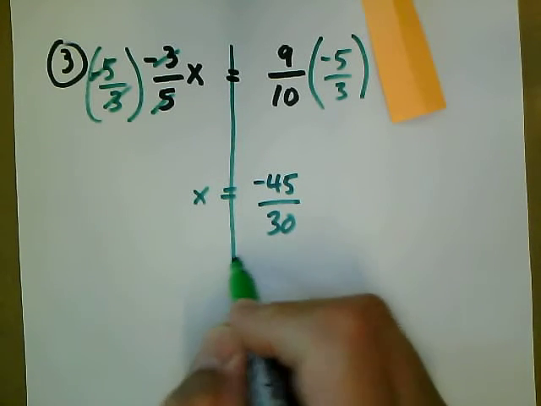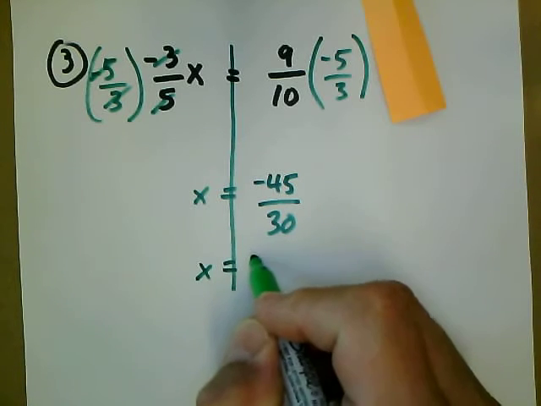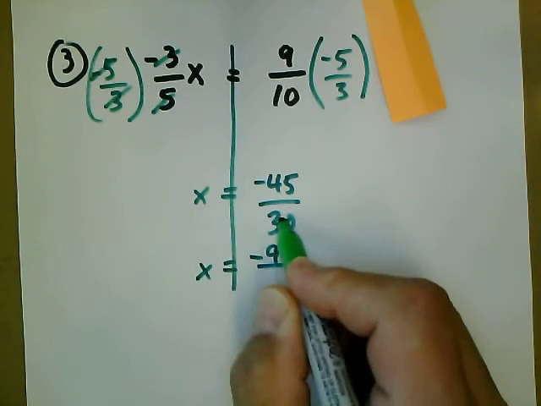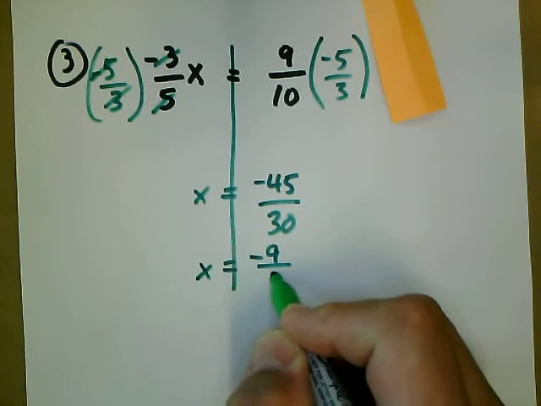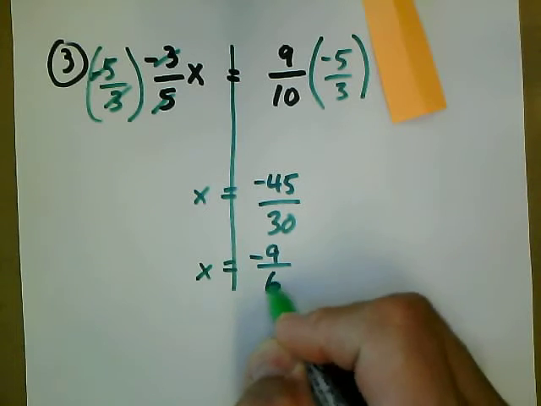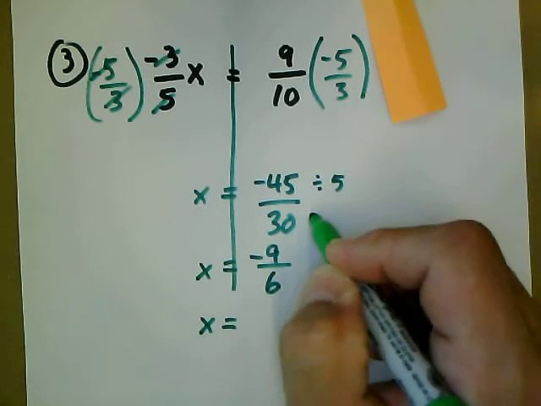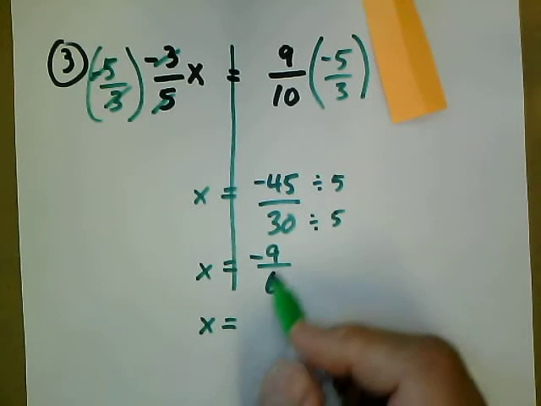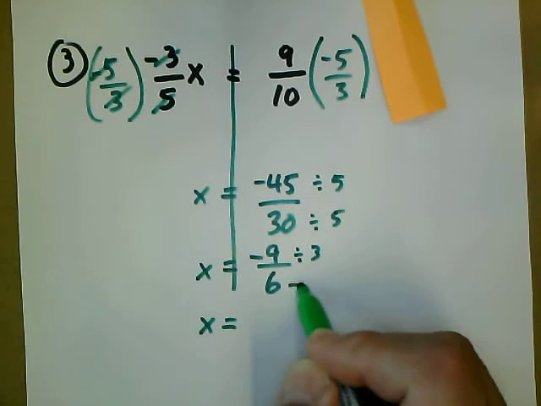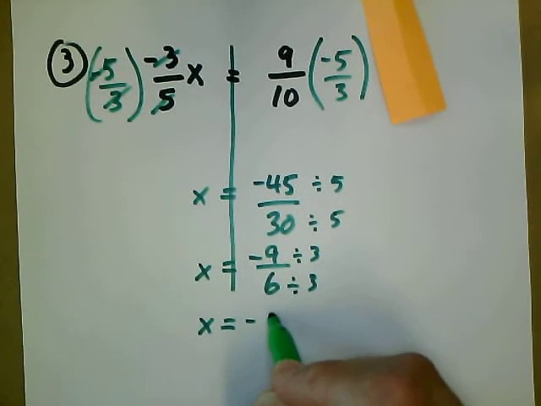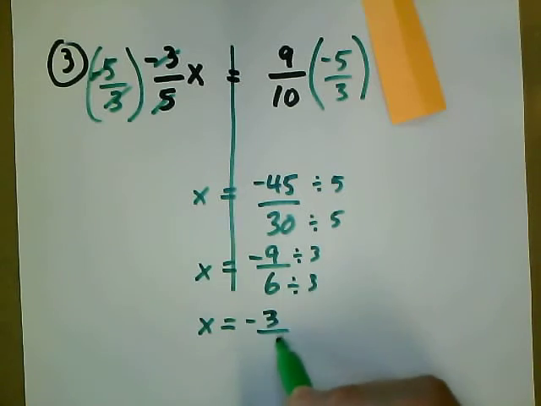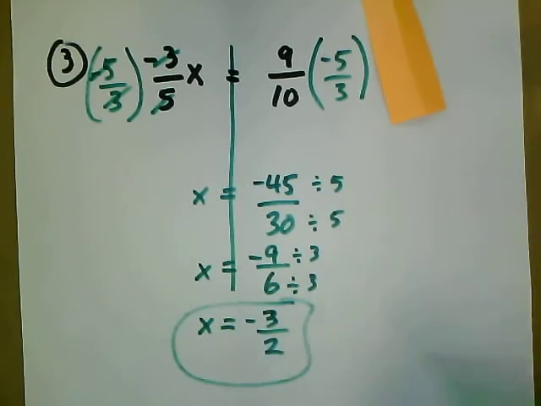So negative 9 over... Yep, 5 goes into 30 6 times, right? Well, we're not done if we decided we wanted to do this by 5. Because now it can be divided by 3. This is me doing it in my head. That's 3 and that's 2. And that becomes our answer.